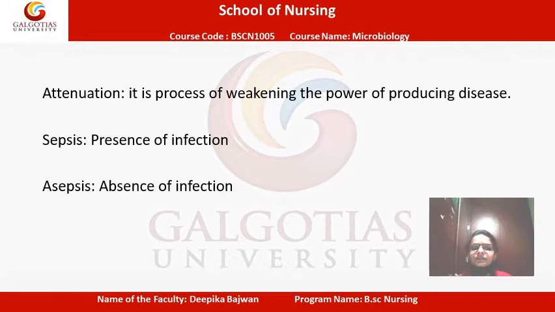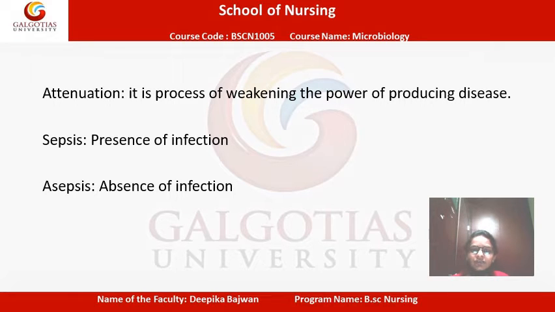Now the next term we come to is attenuation. Attenuation is the process of weakening the power of producing disease. The power of producing disease is virulence, so we can weaken the virulence power of the bacteria. This is the process which helps in weakening and reducing the power of producing disease, that is the virulence power, and it is known as attenuation.